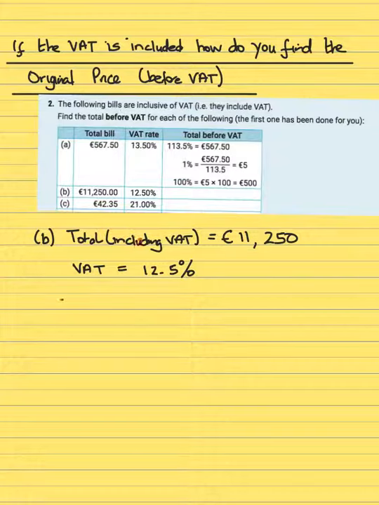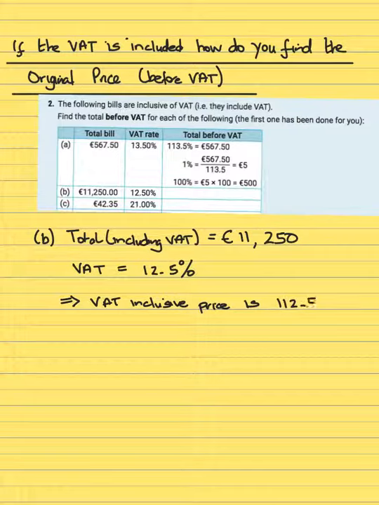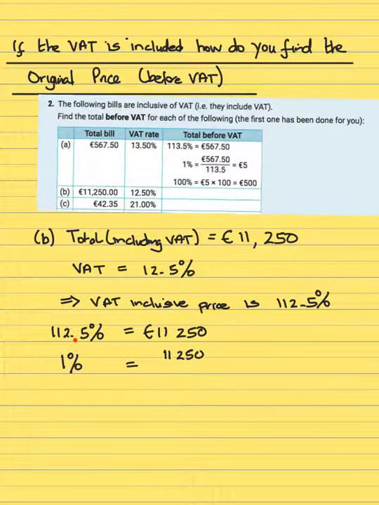But remember, this total is the normal price before VAT, which is 100%, and this 12.5%. So the VAT inclusive price will actually be 112.5%. And that's very important. So it's the 100% for the price included before VAT, and then it's the 12.5% VAT. So this sentence here is really important. But we know that VAT inclusive price is 11,250. So that 11,250 is 112.5%.